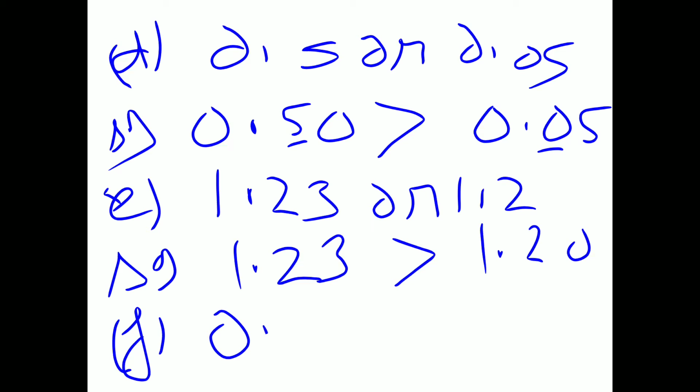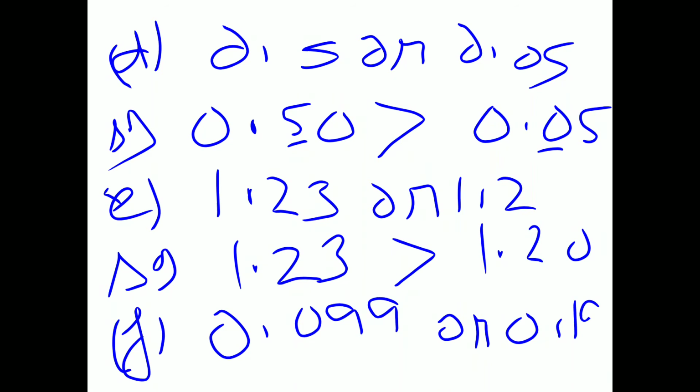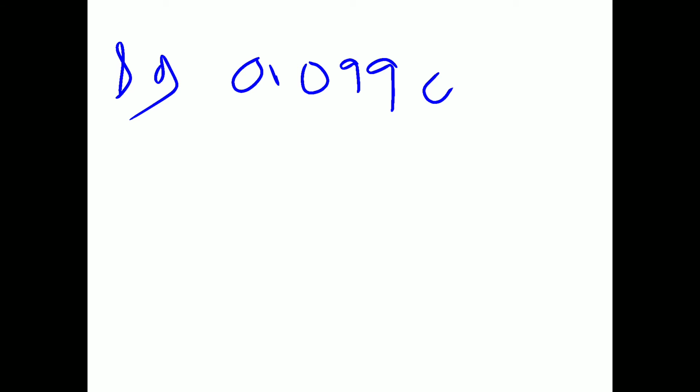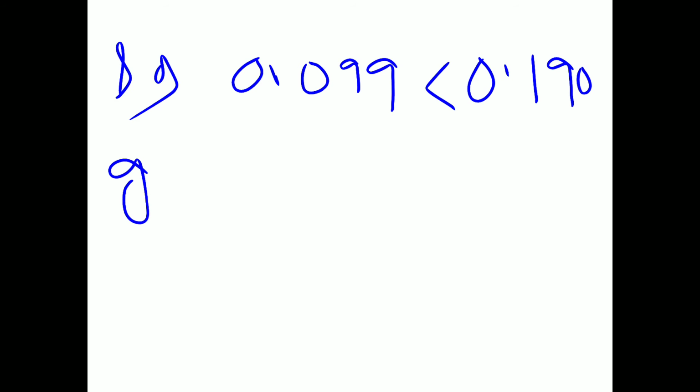Now I do F part. F part is 0.099 or 0.19. Clear? One has two digits after the decimal, the other has 3. So we make the other number also like that, how? 0.099 and 0.190. Now we compare it. It is 0, it is 1. So which one is greatest? This one.